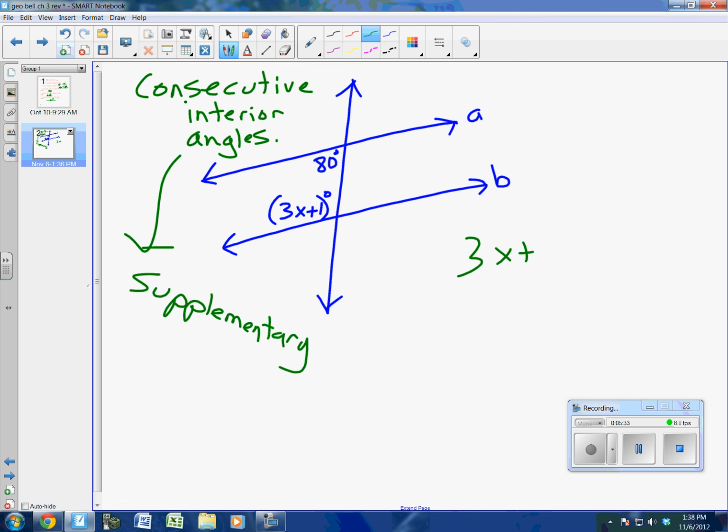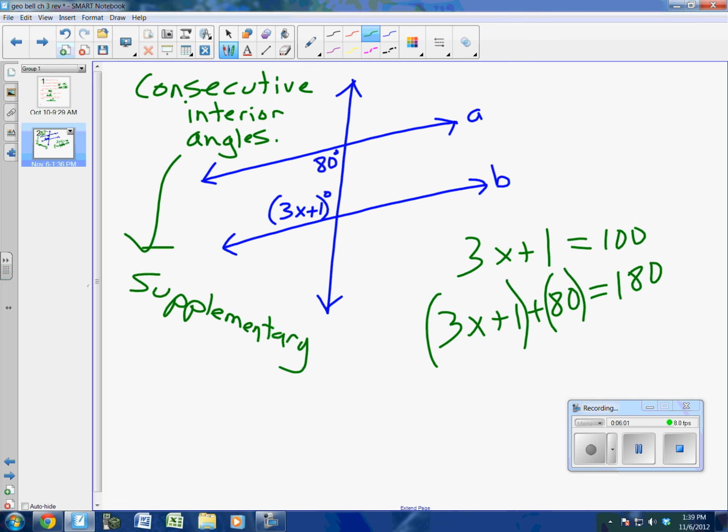3x plus 1. Yeah, and there's two ways we can write it. Equals 100 will work, but could we write 3x plus 1 plus 80 equals 180? Okay, because we know that this plus this adds up to 180, right? And that's what this is saying. We got the angle that's 3x plus 1 plus the angle that's 80, and they add up to 180.